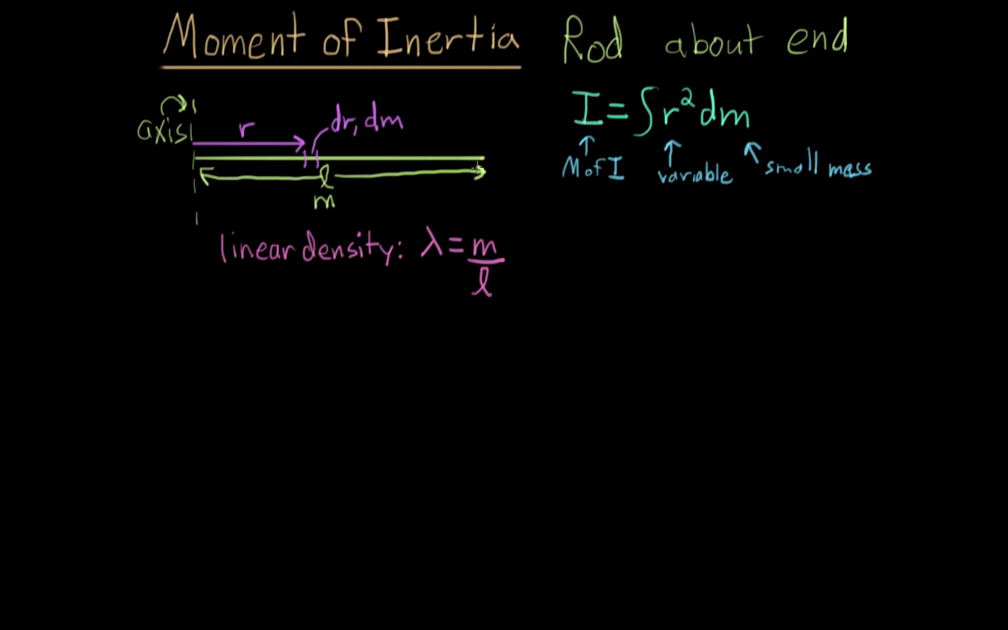So in the case of a long thin rod, we just divide the mass by the length, and that gives us the linear density. If this is true for the whole rod, it's actually going to be true for the tiny piece we have here. So I can also say that lambda is equal to, in this case, my mass is dm, and my length is dr. So lambda is equal to dm over dr, in addition to being equal to mass over length.